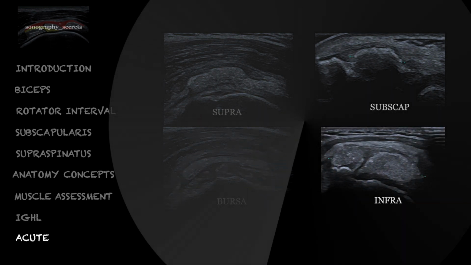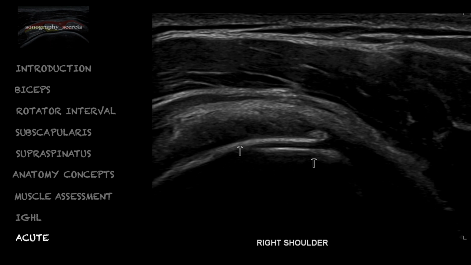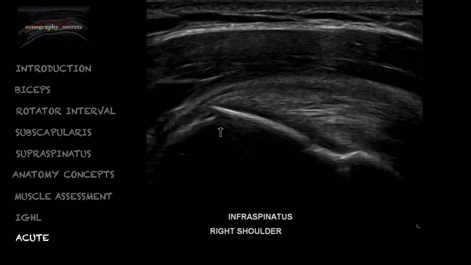Another common presentation is post-fall, and as we'll see, there are different types of falls. A fall off a bike or electric scooter, think fracture. And ultrasound is really good, yet underappreciated for fractures. Here is an obvious greater tuberosity fracture post-bike fall.